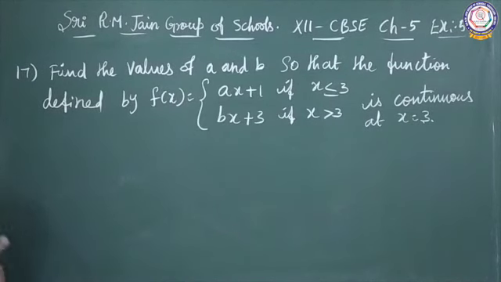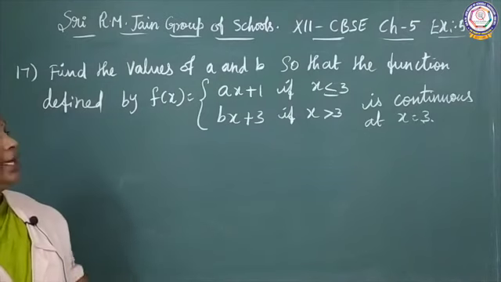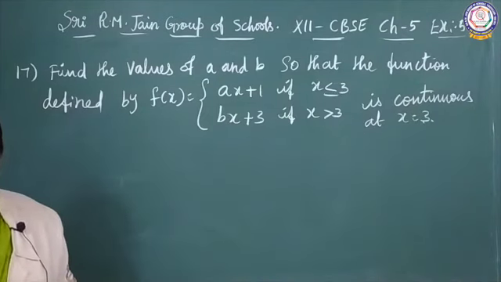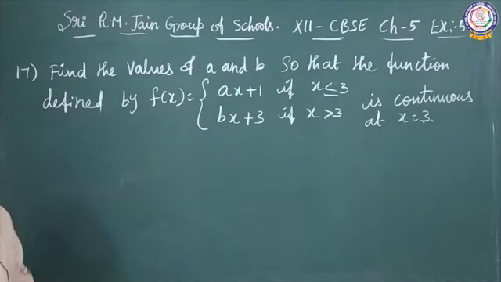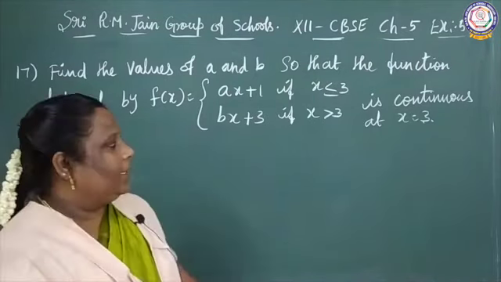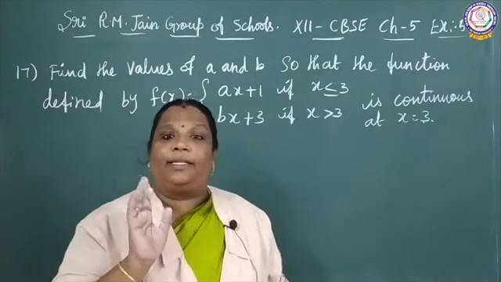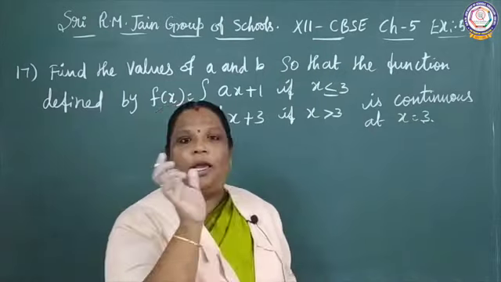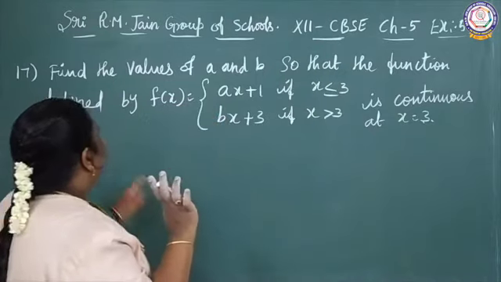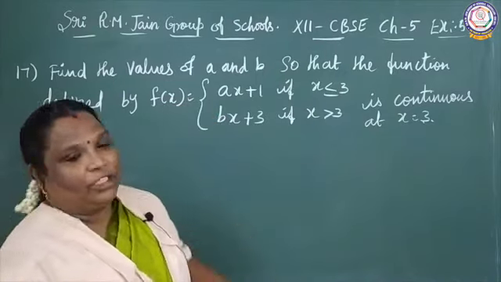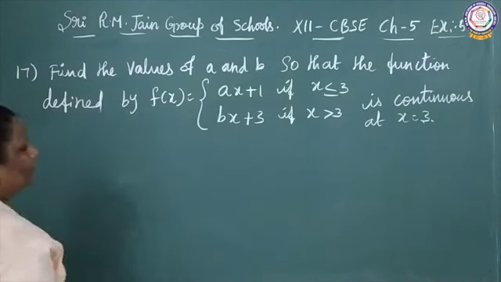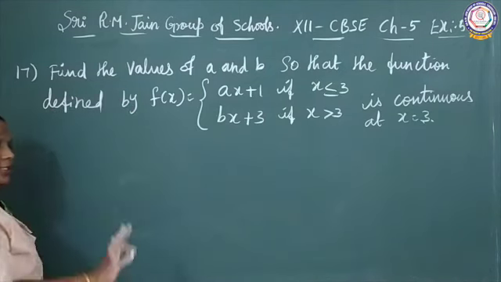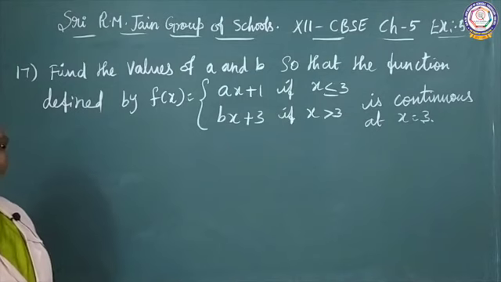Find the values of a and b so that the function defined by f of x equal to ax plus b if x is less than or equal to 1, bx plus 3 if x is greater than 1, is continuous. It is given that it is continuous at x equal to 3. You have to find out the relationship between a and b.